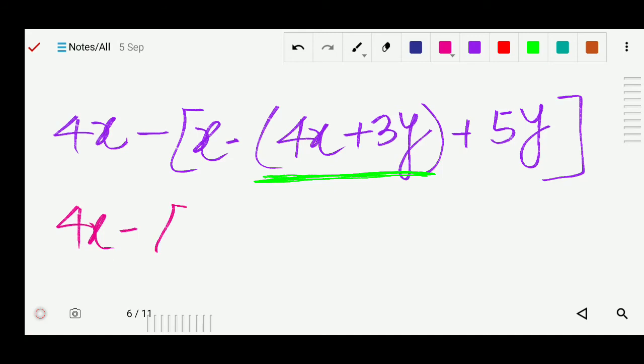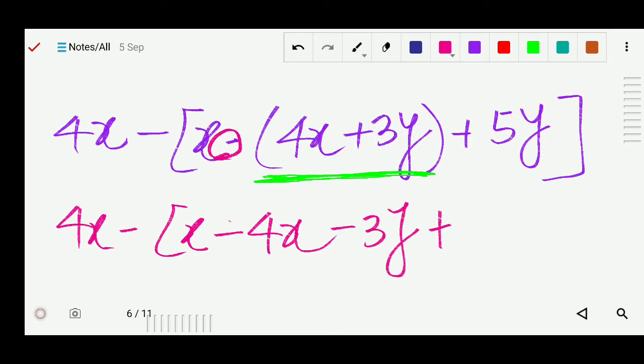So do the step, so we write the 4x minus this x. When you remove this bracket, so here is the minus sign, see, so it means the sign will be changed, so that will be minus 4x, because here is the plus 4x that will multiply with the minus, and here is the plus 3y, so this will be minus 3y. Now the rest terms you write the same. Now this bracket is removed.